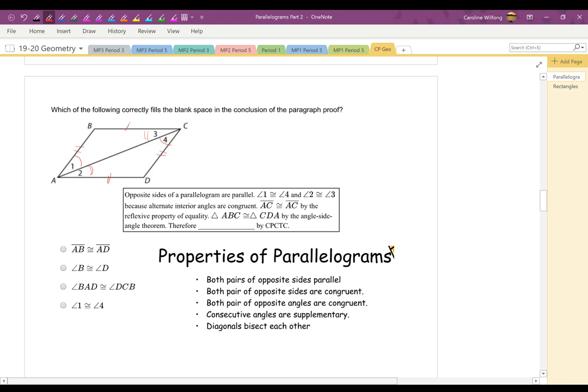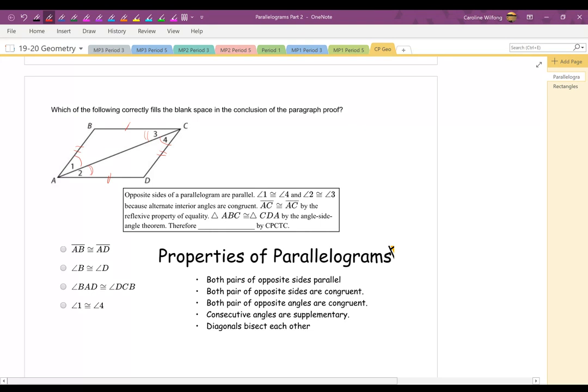And then because AC is shared by both triangles, using the reflexive property, they said that AC is congruent to AC. So therefore they have enough information to say that triangle ABC is congruent to triangle CDA by the angle side angle theorem. Therefore, what is true by CPCTC?